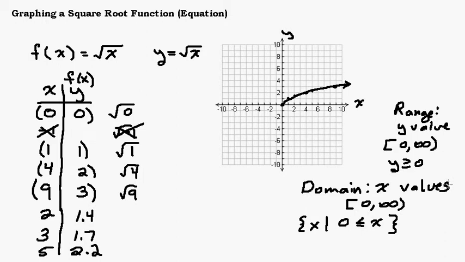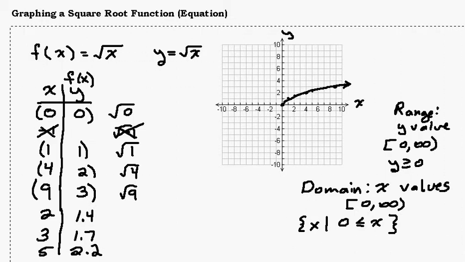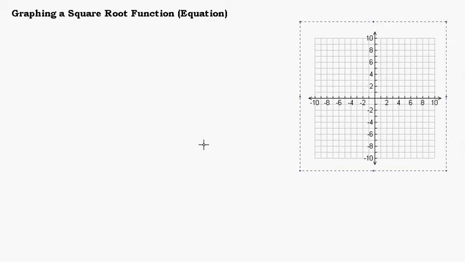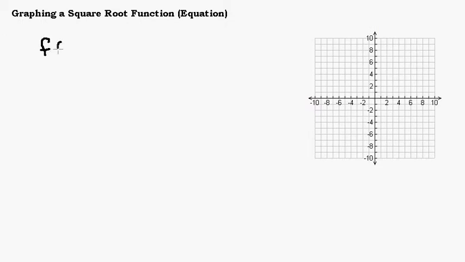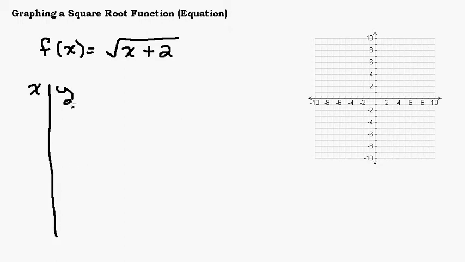Alright, let's look at another example. Let's change this just a tad and see what it looks like. We'll get rid of all this and bring in another graph. So you got the basic idea now, and we'll just change it up. Let's do f of x equals the square root of x plus 2. Alright, let's start off with the xy chart again, or x, f of x, same thing. Remember, you can think of this as f of x. And let's pick some values for x.